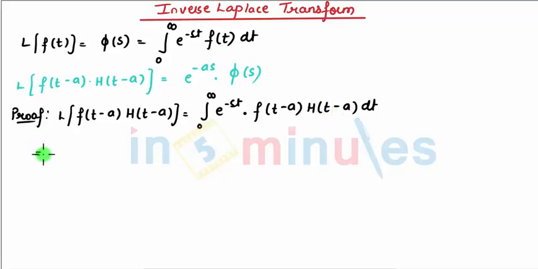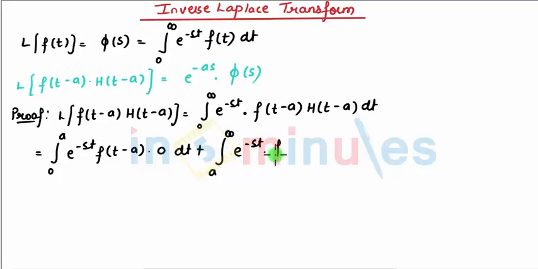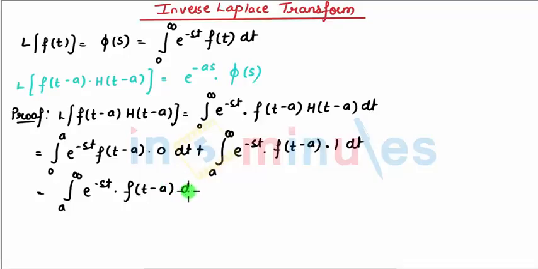So by splitting up, I can say from 0 to a e raised to minus st f of t minus a, h of t minus a function becomes 0 in this range dt, plus from a to infinity e raised to minus st f of t minus a, h of t minus a becomes 1. So my first term has become 0. So I am remaining with a to infinity e raised to minus st f of t minus a dt.